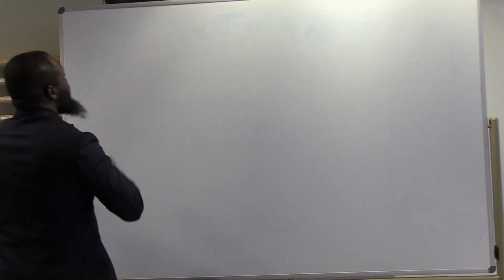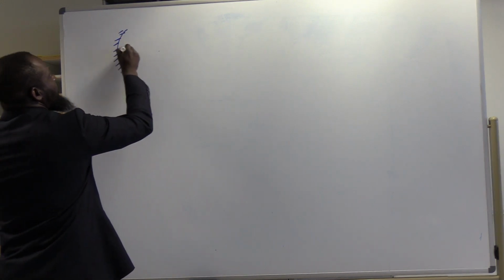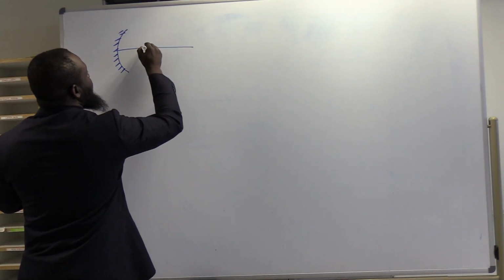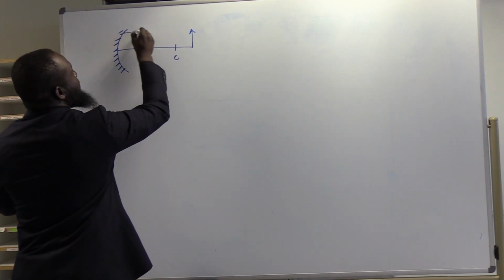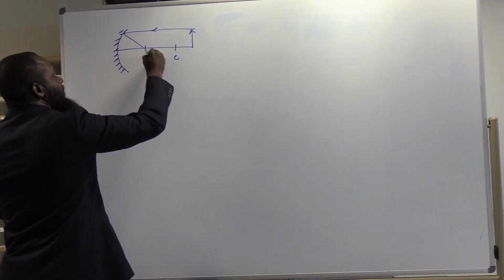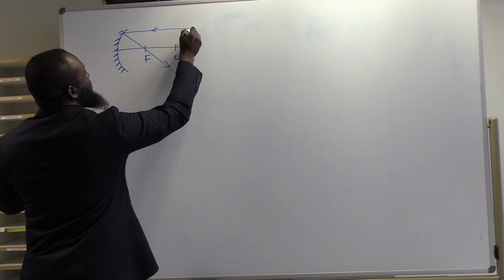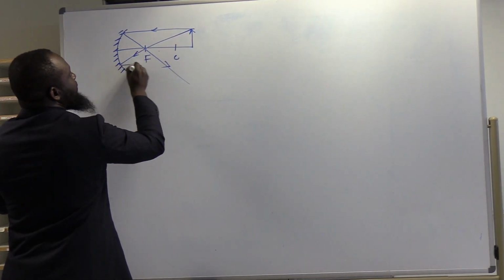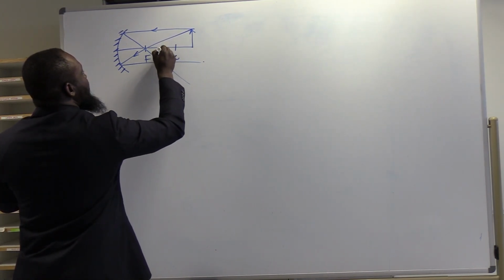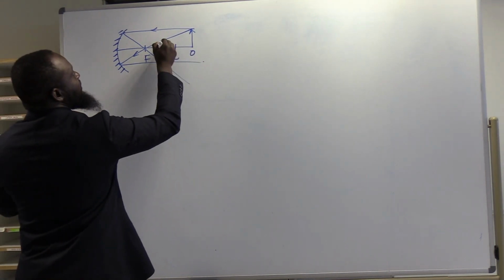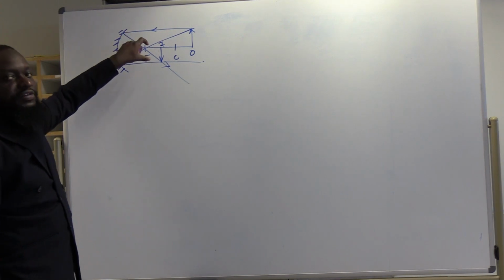Last time I told you, if I have a concave mirror like this, and I have F and C, and an object beyond C, I draw the lines from the object, one passing through F, another coming through F and going straight like that. Where these two lines meet, that's where the image is formed. So object beyond C, image between F and C, real, inverted, diminished.